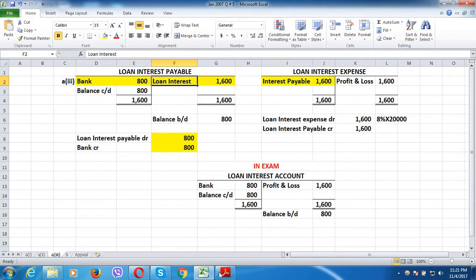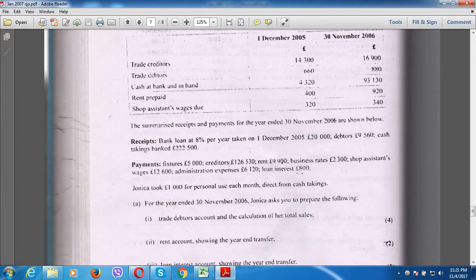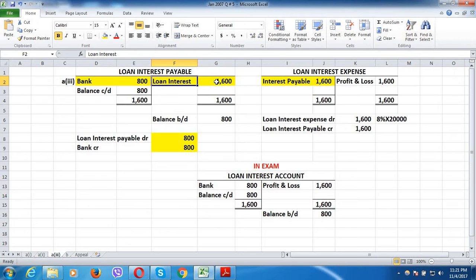After putting this, check if there is any other transaction for the loan. I have read the question, and as I have said earlier, there is no other transaction other than this amount. So now we have to balance it. 1,600 minus 800 will be 800. This amount will appear as the opening balance for next year. This is the amount which will be shown as opening liability next year. When you prepare the balance sheet for this period, it will be shown as a liability under current liability.